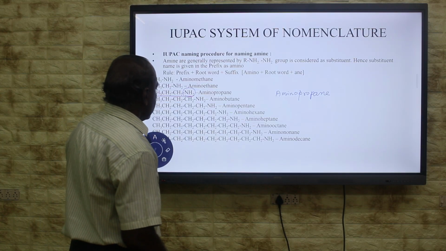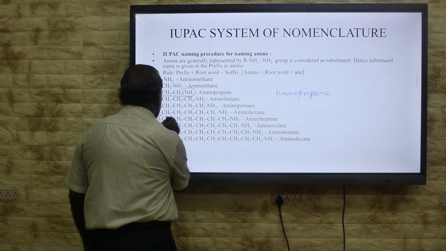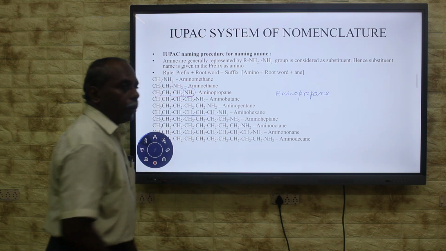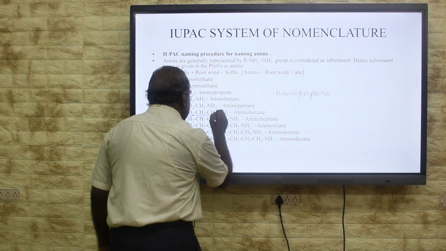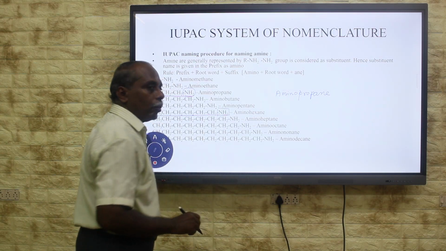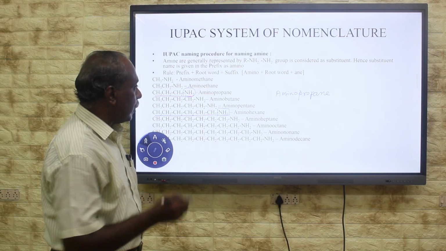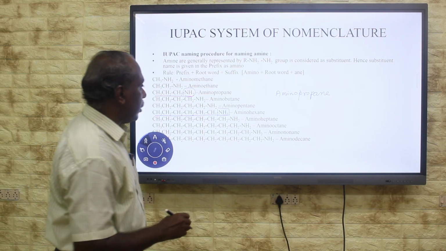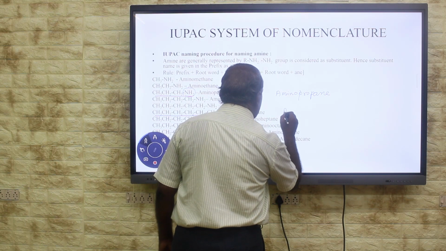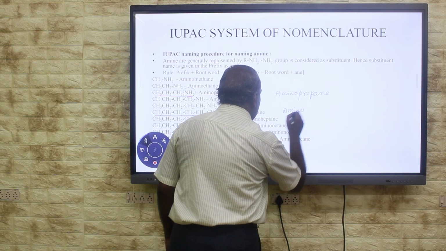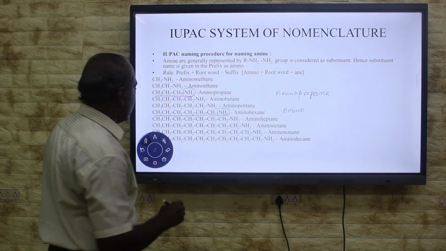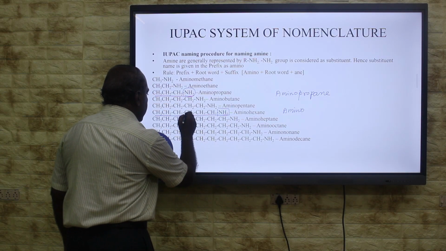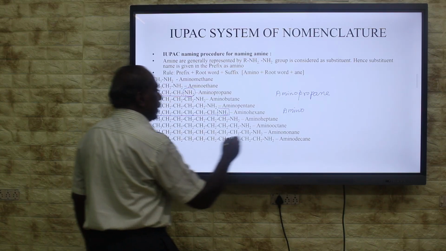I will write one more thing for this structure. First you see the functional group. It is amine. This functional group has lower periodicity, therefore it may be considered as a substituent. The substituent name should be given: amino. Then you come to the root word. How many carbons are present in the compound? 1, 2, 3, 4, 5, 6. Hex.